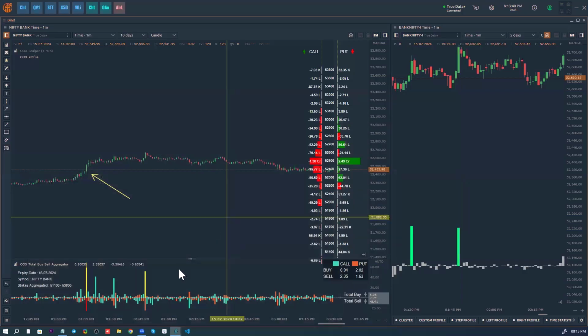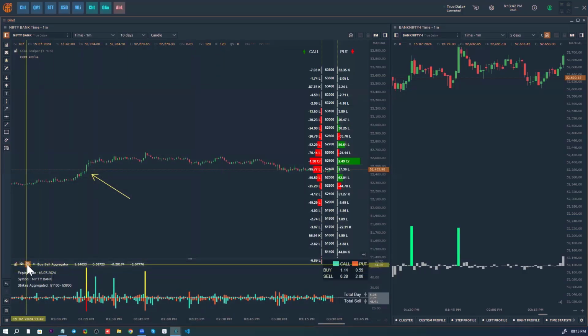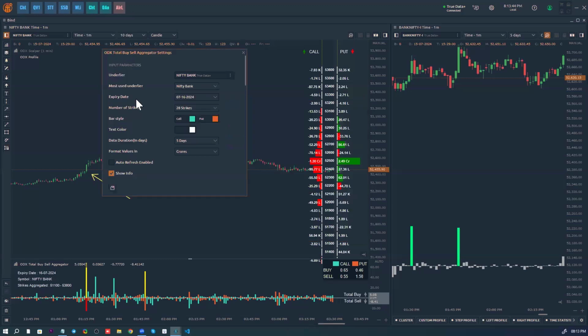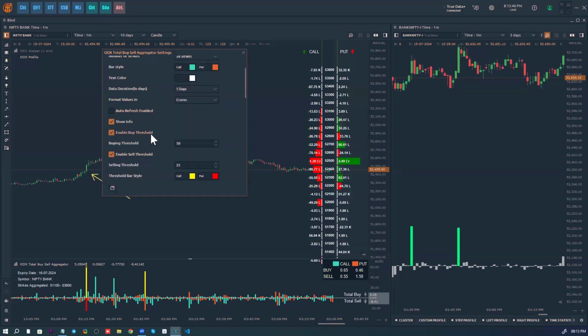Now the good thing about this indicator is that when you go to the settings of total buy sell aggregator, you already have an option to enable buy preferred and sell preferred. You can see I have already mentioned 50 crore here, and 25 crore here. So 50 crore for the buy and 25 for the selling. The selling can vary 25 to 30 crore, but I'm looking at at least one.